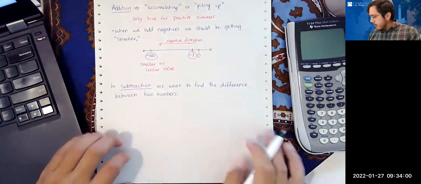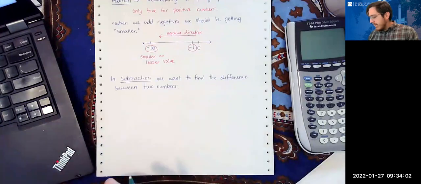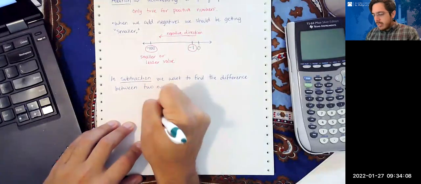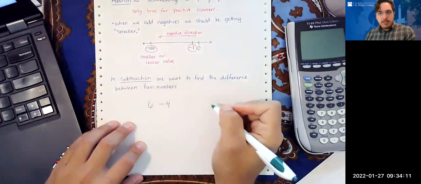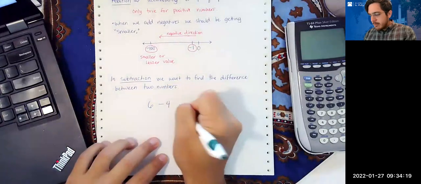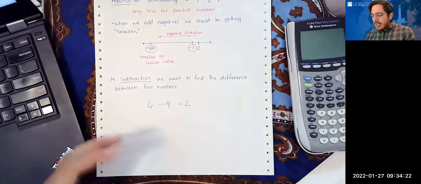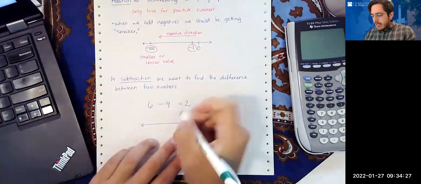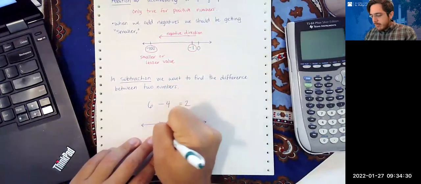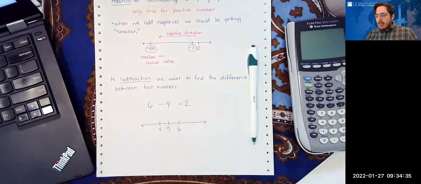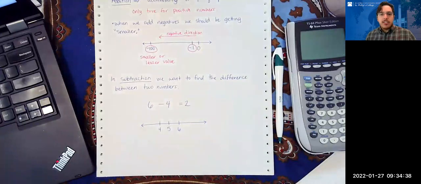So if we were to look at a statement like, for instance, 6 minus 4, something that we should intuitively know the answer to, what is 6 minus 4? Yeah, it should just be 2. And we'll think about what that looks like on the number line. If I have my number line here, and let's say we have 4, 5, 6, we can think about this as finding the change in the value.